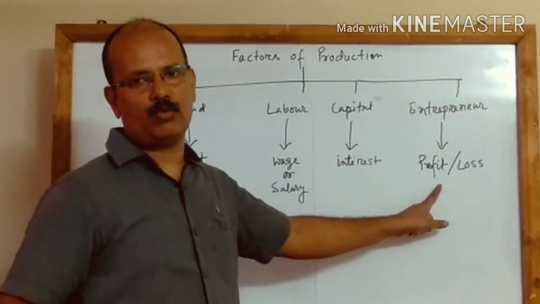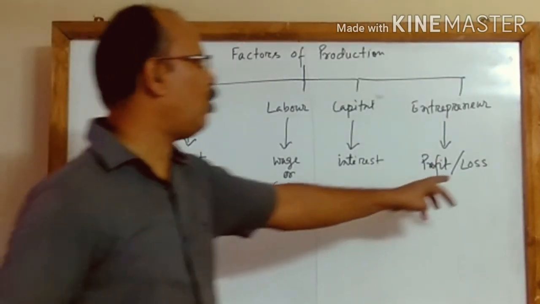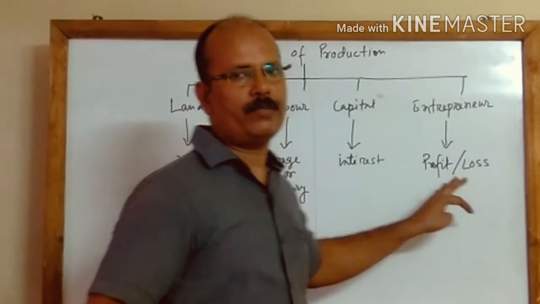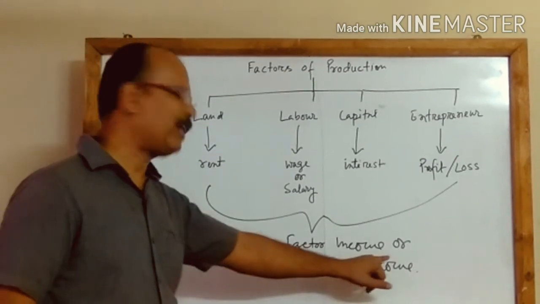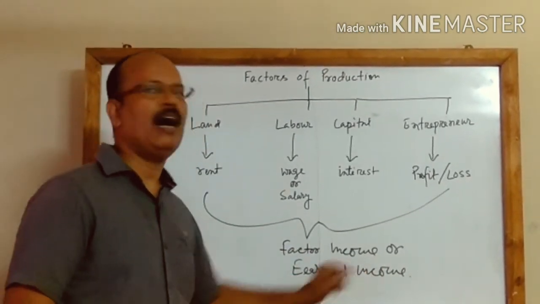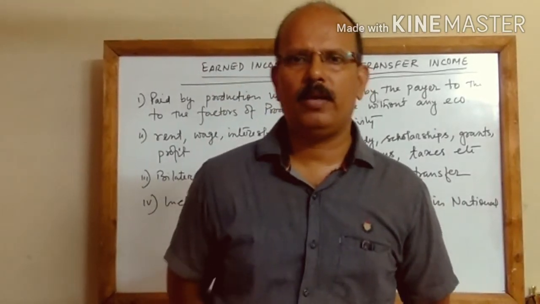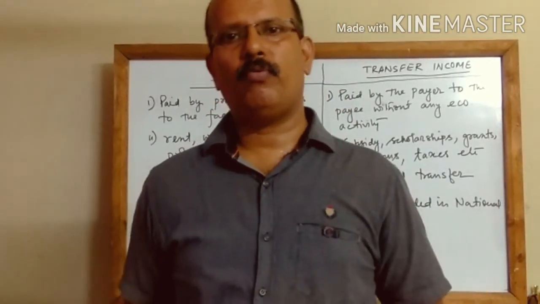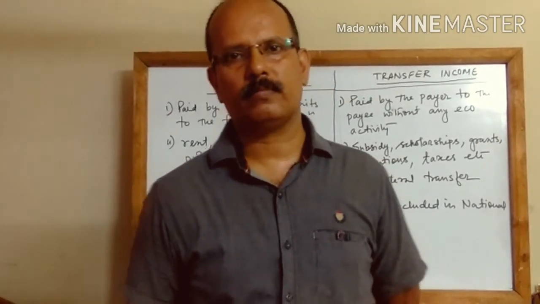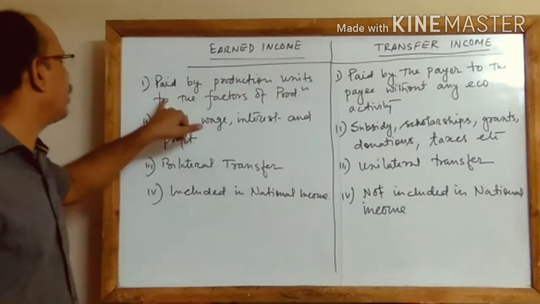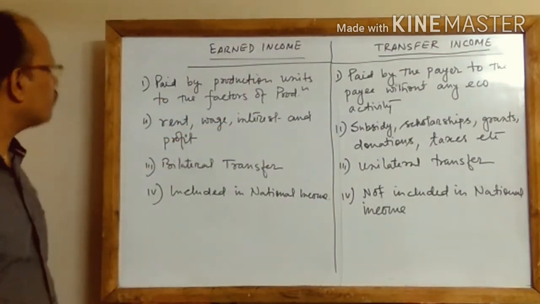But if the entrepreneur does not get profit, he will incur losses. So profit and loss; generally loss is also called negative profit. All the income earned by these four factors of production is called factor income, or also called earned income. In national income estimation, the concept of earned income and transfer income should be very clear to the students. Earned income is paid by the production units to the factors of production.